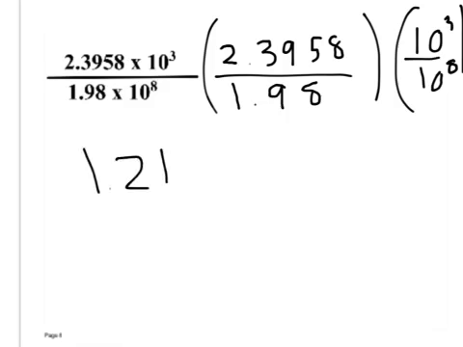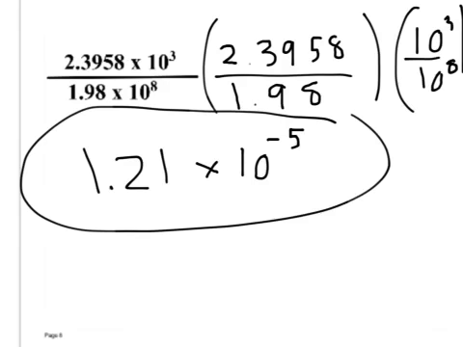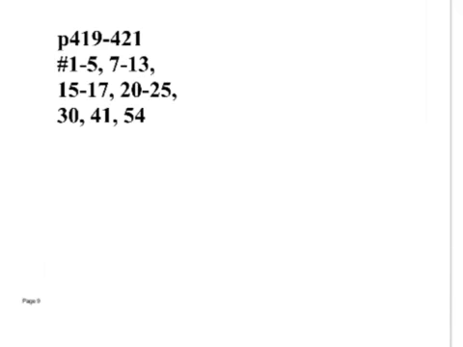10 to the 3rd divided by 10 to the 8th. We're dividing bases, so we subtract exponents. That gives me 10 to the negative 5. This is 1.21, so do I need to move it? No, it's already in scientific notation. There's my answer. And here's your assignment.